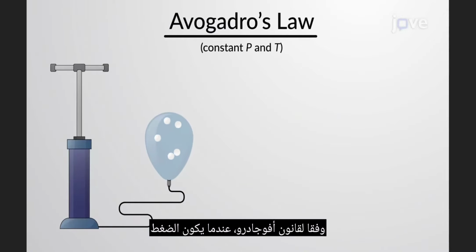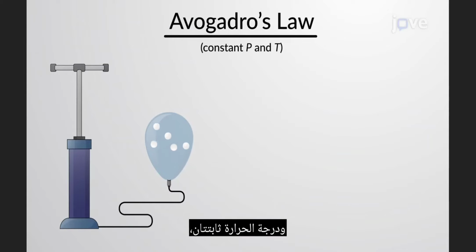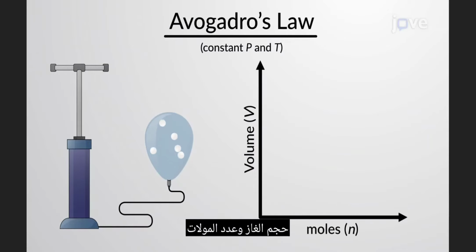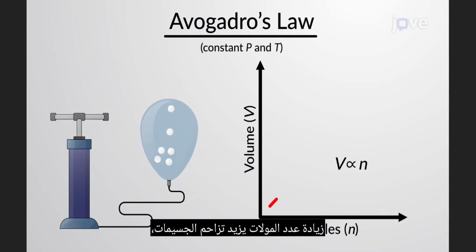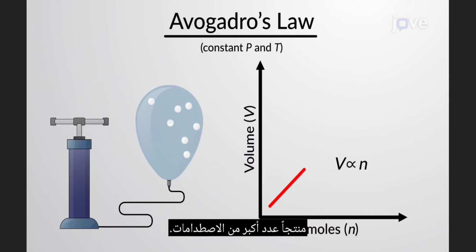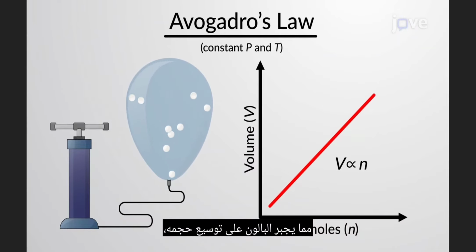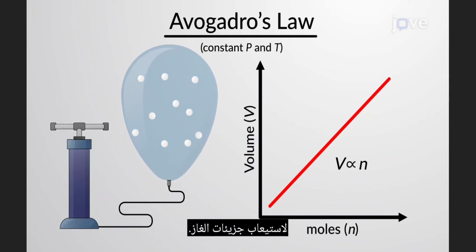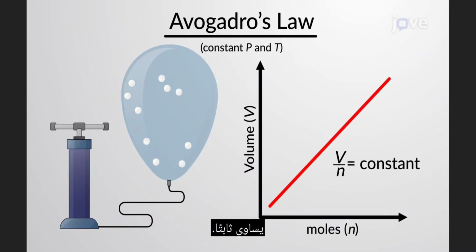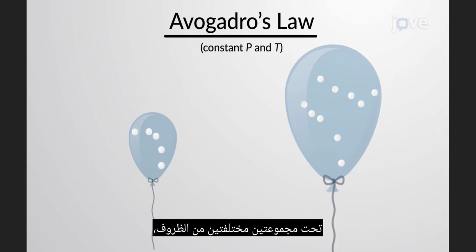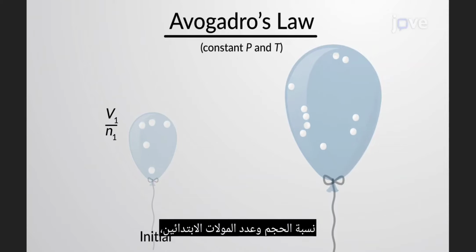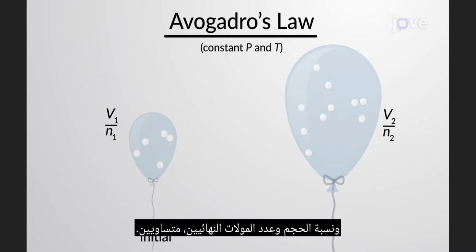According to Avogadro's law, when the pressure and temperature are held constant, the volume of the gas and the number of moles display a direct relationship. The increased number of moles crowds the particles, resulting in a greater number of collisions. This forces the balloon to expand its volume to accommodate the gas particles. The ratio of volume and number of moles, therefore, equals a constant. Under two different sets of conditions, the ratio of initial volume and number of moles and the ratio of final volume and number of moles are equal.